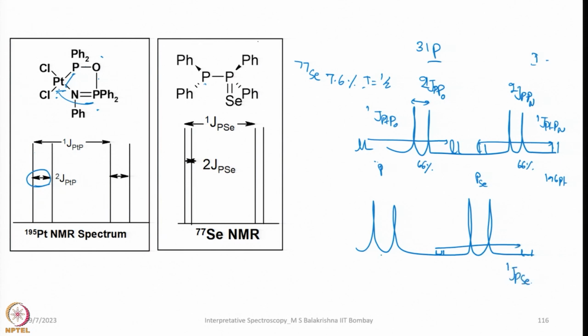Whereas this one is less likely to show coupling, and even if it shows, the coupling magnitude is very small. Let us say if it is there, it will be something like this, and in this case it is 2J PSe coupling. So once we know the relationship and the natural abundance, we should be able to sketch the appropriate NMR spectrum no matter which nuclei we are talking about.